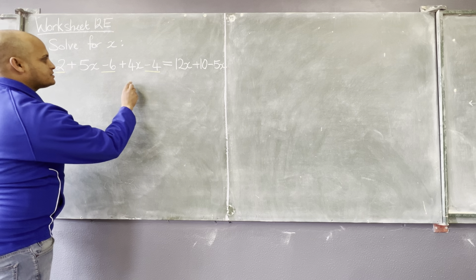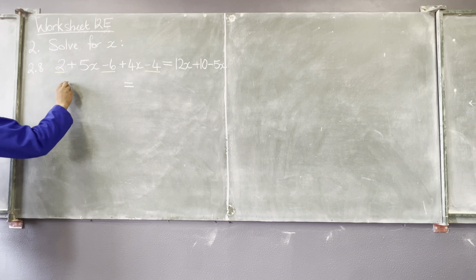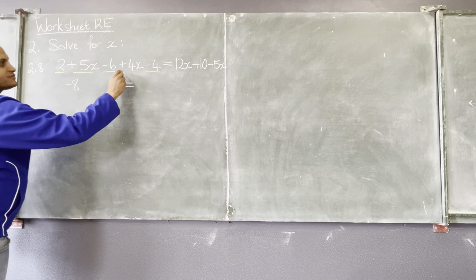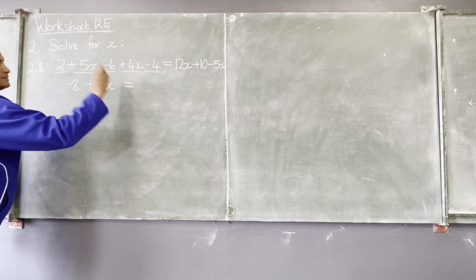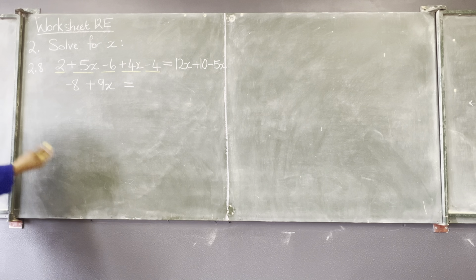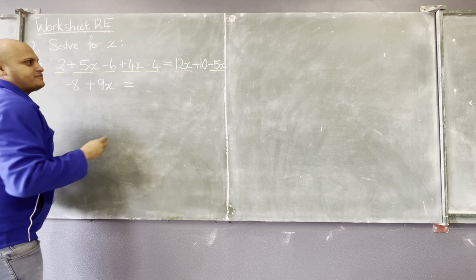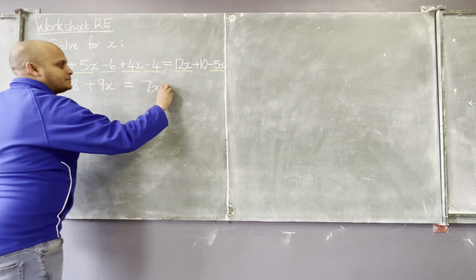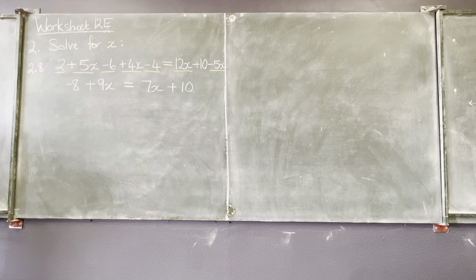So let's just put this equal sign, I'll just shift it towards the middle. And I've got negative 8. Then my 5x plus 4x gives me 9x. So 9 of x. And then on my right hand side, do I have like terms to add there? Yes. I've got 12x minus 5x, which gives me 7x, plus the 10. Okay, can I simplify these sides further?